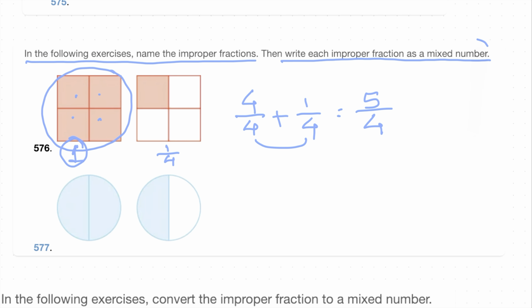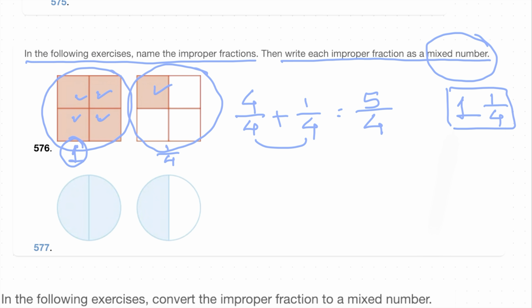If we want to write it as a mixed number, then this part was completely shaded, right? So we will write it as 1, and for the second diagram only 1 part was shaded, so it is 1 out of 4. So this is the mixed number which we get. Okay, so this is our answer, students, the mixed number.